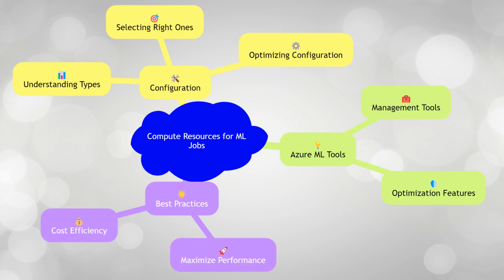Configuring compute resources for a job run is a critical aspect of preparing a model for deployment. By understanding the different types of compute resources, selecting the right ones, and optimizing their configuration, you can ensure that your machine learning jobs run efficiently and cost-effectively. Azure Machine Learning provides a range of tools and features to help you manage and optimize compute resources. By following best practices and leveraging these tools, you can maximize the performance and cost efficiency of your machine learning projects.